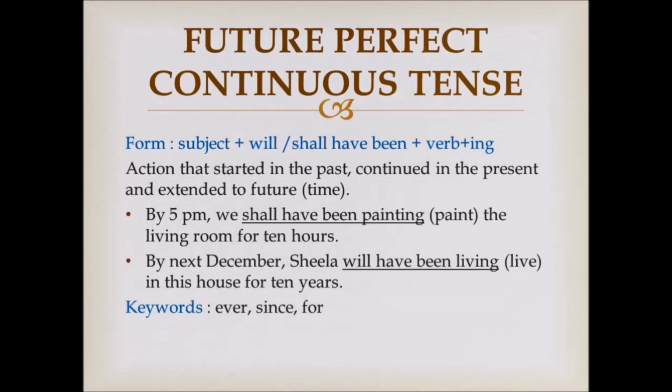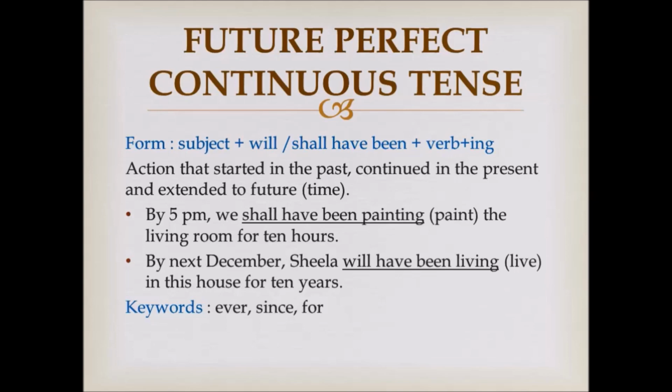The last type of tense is future perfect continuous tense. It is also known as a rare tense in English because we don't use it mostly. The structure of future perfect continuous tense is subject plus will or shall have been plus verb plus ing. Where do we use future perfect continuous tense?